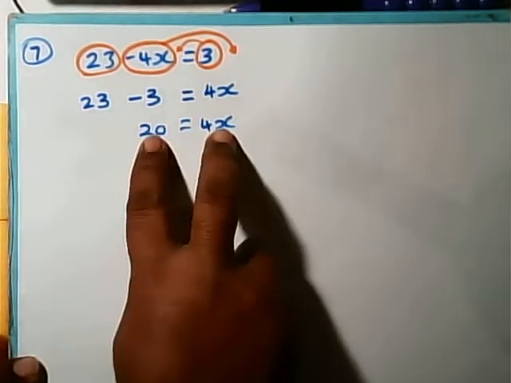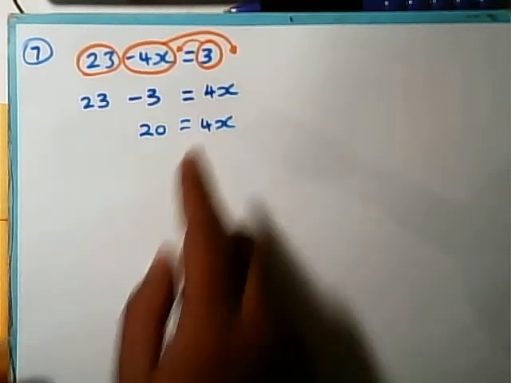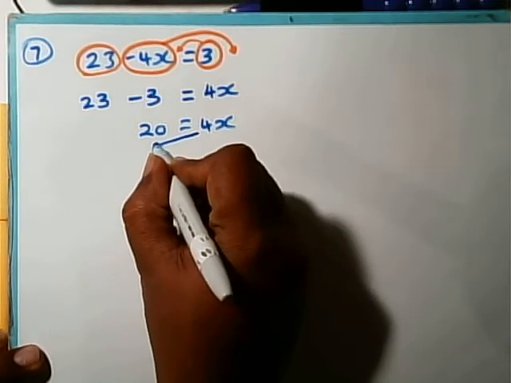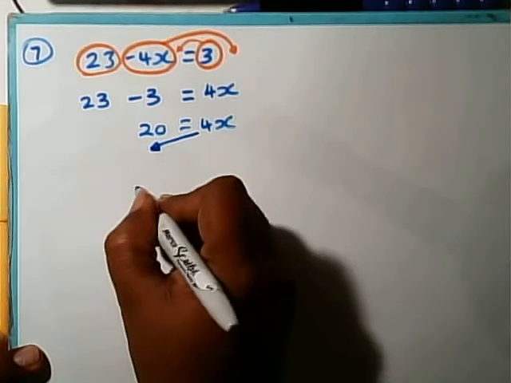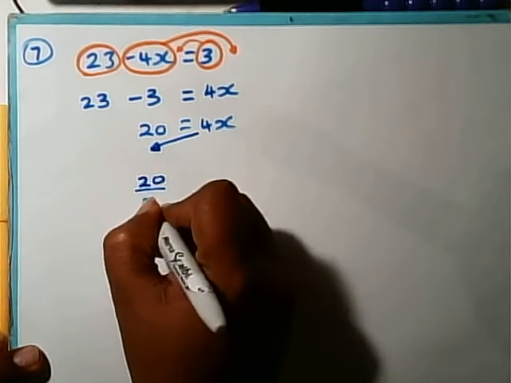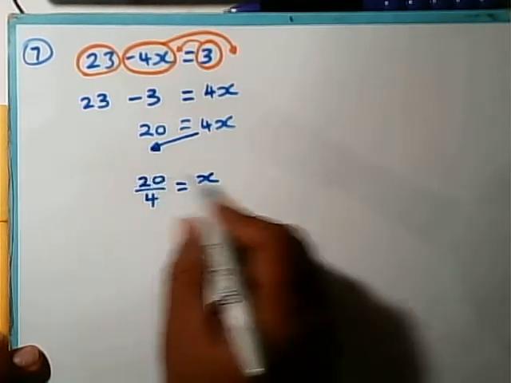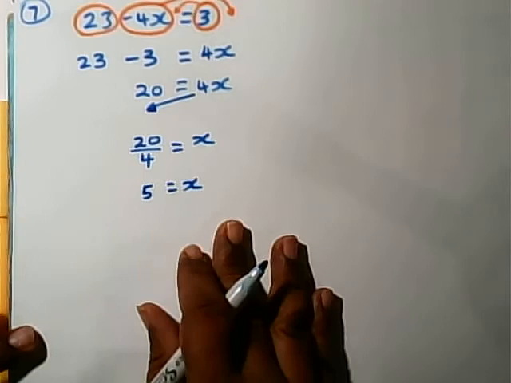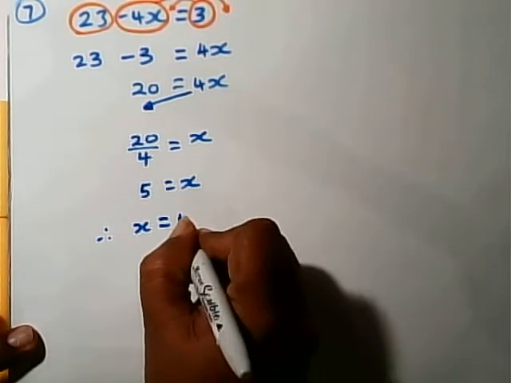Because you have two terms only, and this 4 has to move out of part of this term. It will move diagonally across. We cross multiply that 4. So we end up with 20 over the 4 is equal to x. 20 divided by 4 is 5. 5 is equal to x. Therefore, x is 5.